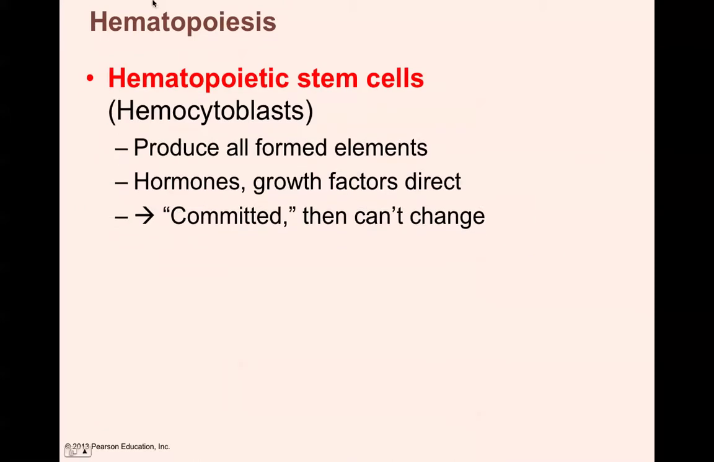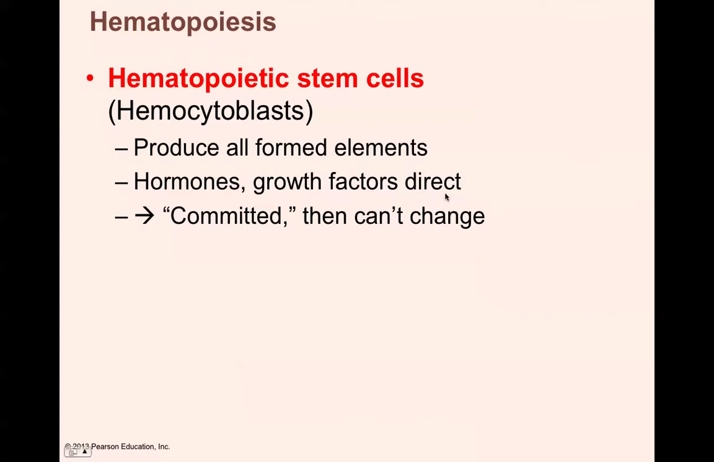Now, hematopoiesis actually starts out with hematopoietic stem cells. A different term for these would be hemocytoblasts. These are stem cells that produce all of the various formed elements. So the stem cell can go in different directions to form different types of blood cells. So various hormones and growth factors can direct the differentiation toward various pathways.